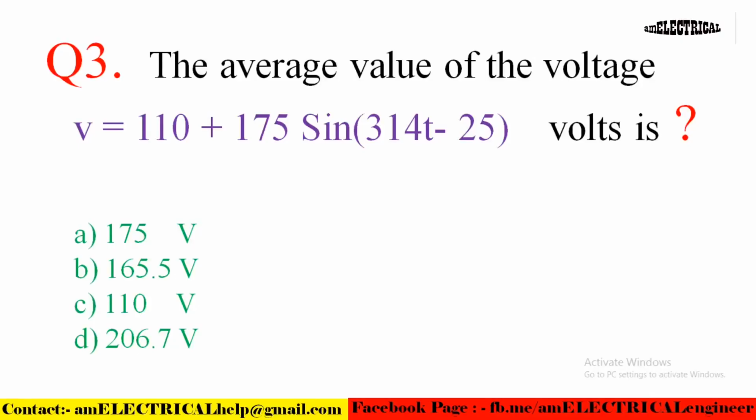The average value of the voltage V equals 110 plus 175 sine of (314t minus 25 degrees) volts is: option A, 175 volt; option B, 165.5 volt; option C, 110 volt; option D, 206.7 volt.